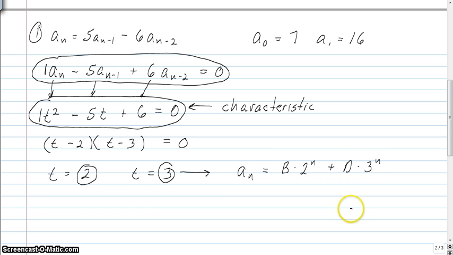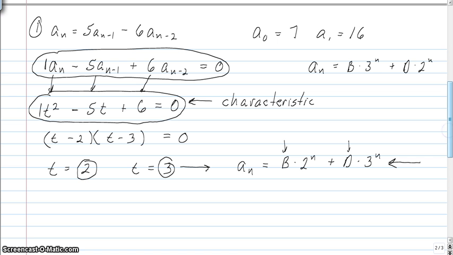Right, so I could write that in any order. I could have said that the solution was going to be b times 3 to the n plus d times 2 to the n. Right, I could have gotten the 2 and the 3 in any order, and I'd still be okay. So this is called the general solution. These guys, b and d, are constants that we're going to go figure out.